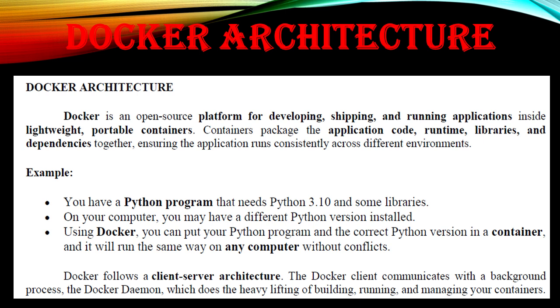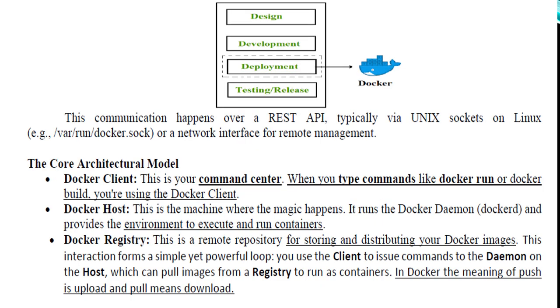Docker follows a client server architecture. The client communicates with a background process, the Docker daemon, which does the heavy lifting of building, running and managing your container. Design, development, deployment, testing, releasing software Docker. This communication happens over a REST API, typically via Unix socket on Linux or a network interface for remote management. We will see about the core architecture model.